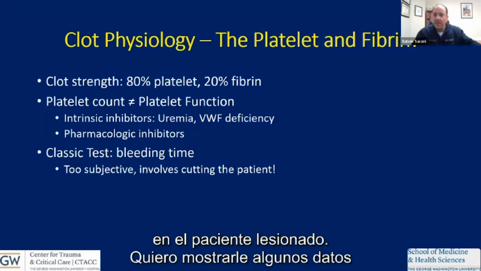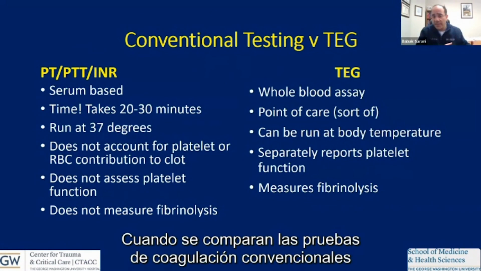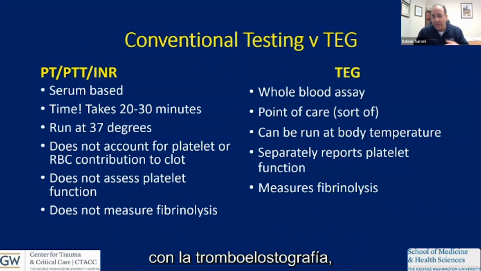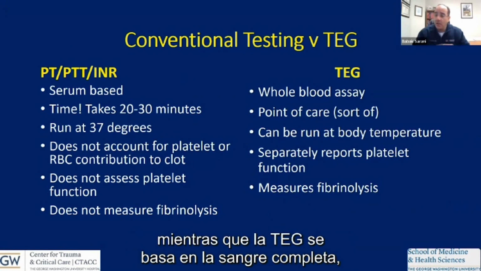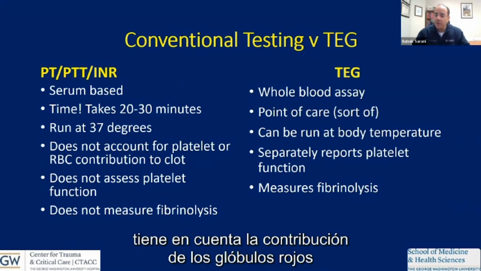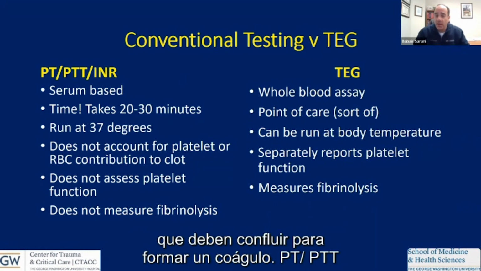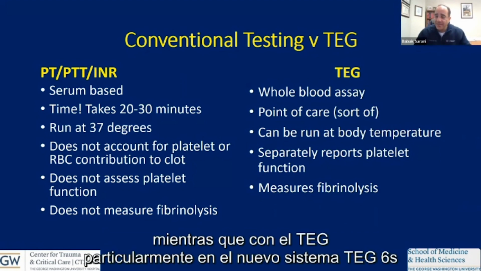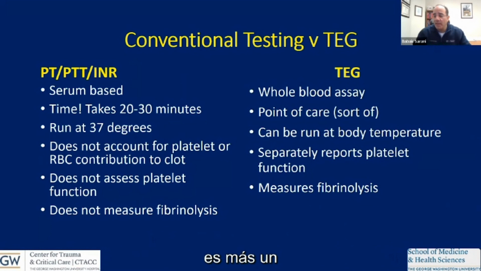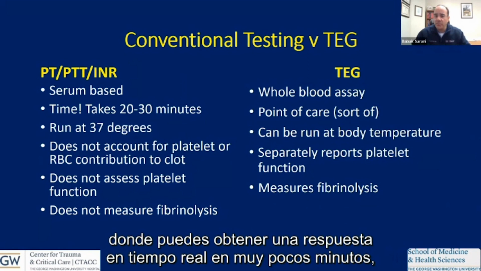I want to show you some data to back up what I just said. When you start comparing conventional coagulation tests with thromboelastography, here's what you find. The conventional tests are based on the plasma alone, whereas a TEG is based on whole blood. It does take into account the contribution of the red blood cell. It does take into account the various factors that have to come together to form an actual clot. PT-PTT takes a minimum of 30 minutes because 15 minutes is spent centrifuging alone. Whereas TEG, particularly the new TEG 6S system, is more of a point of care, almost a bedside type of test, where you can get a real-time answer in very few minutes.